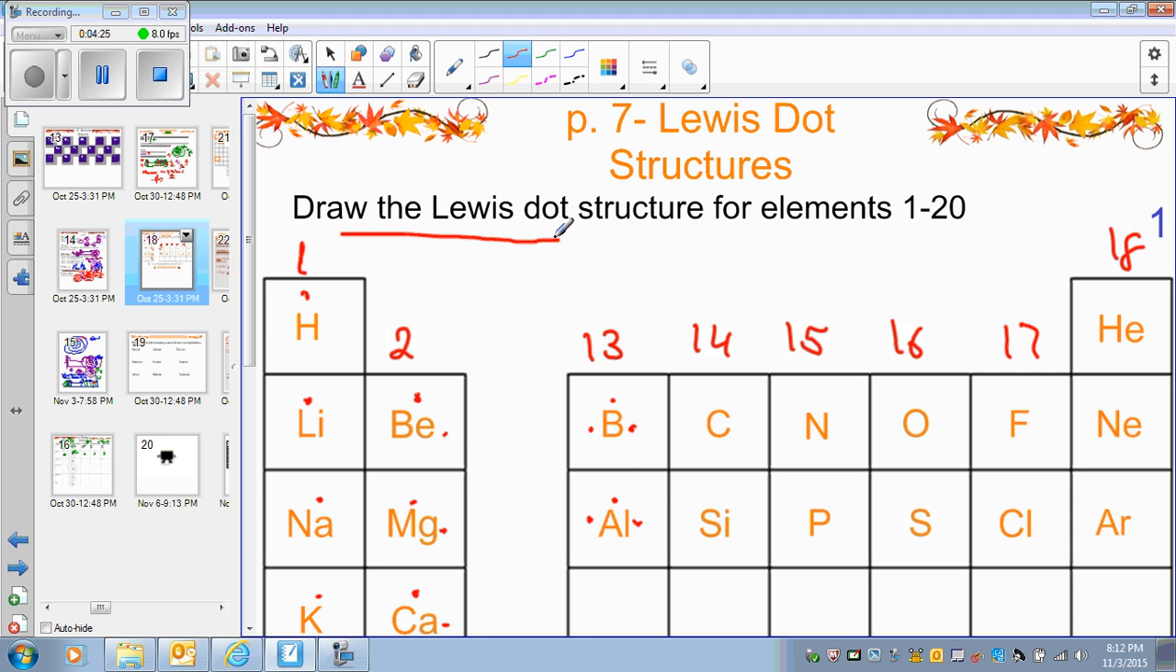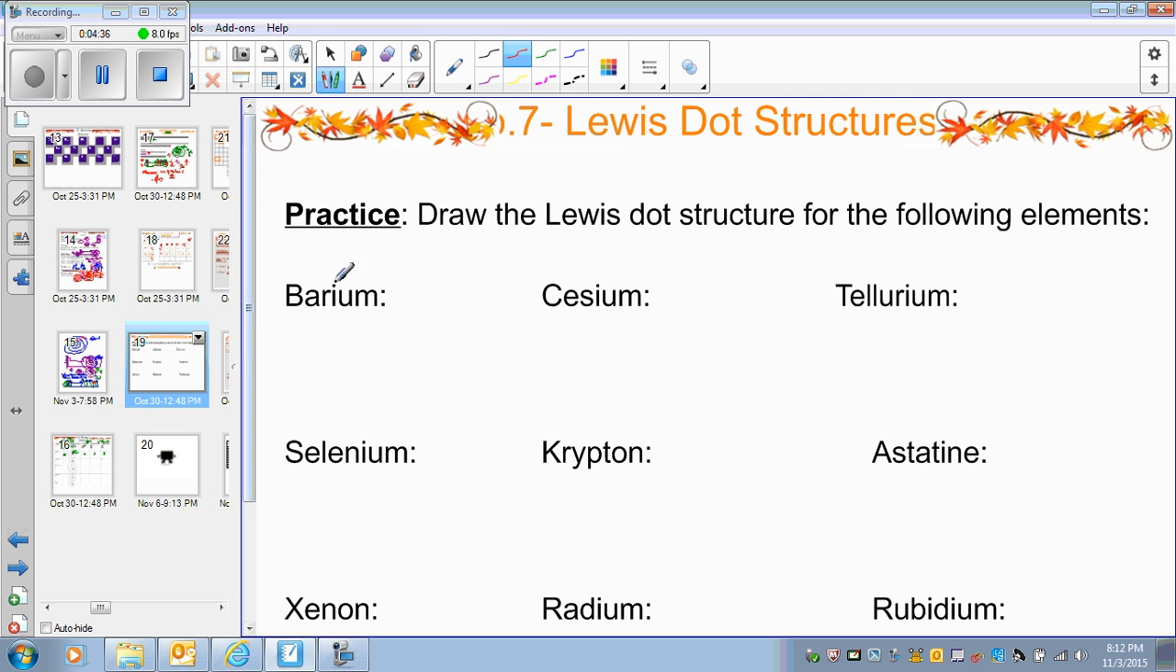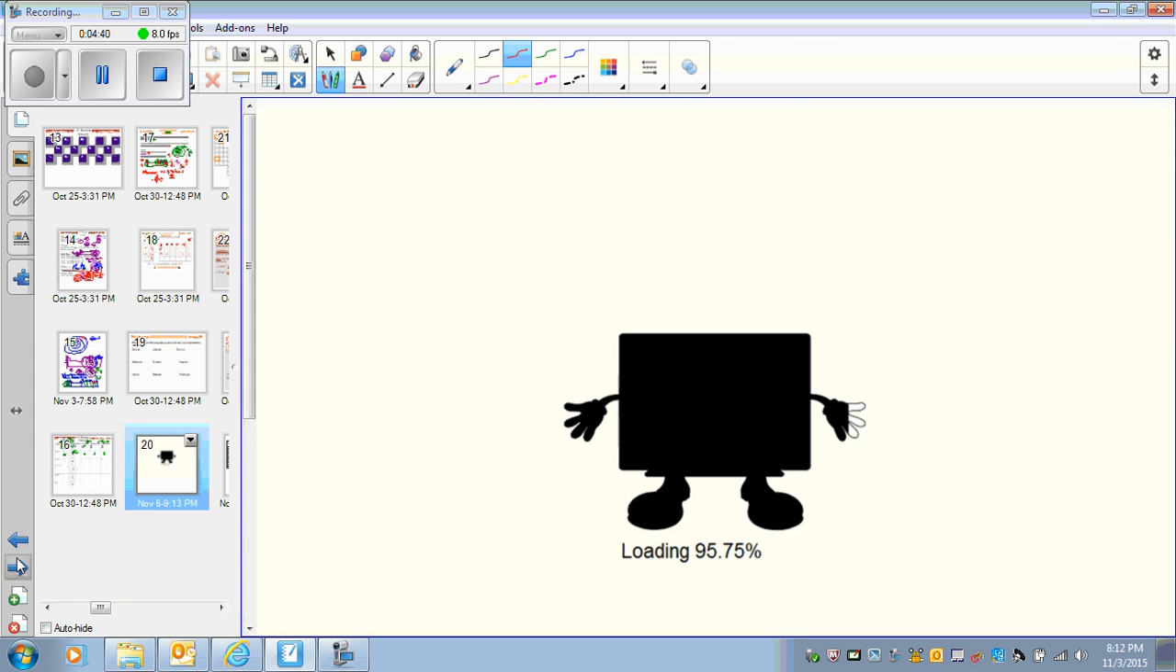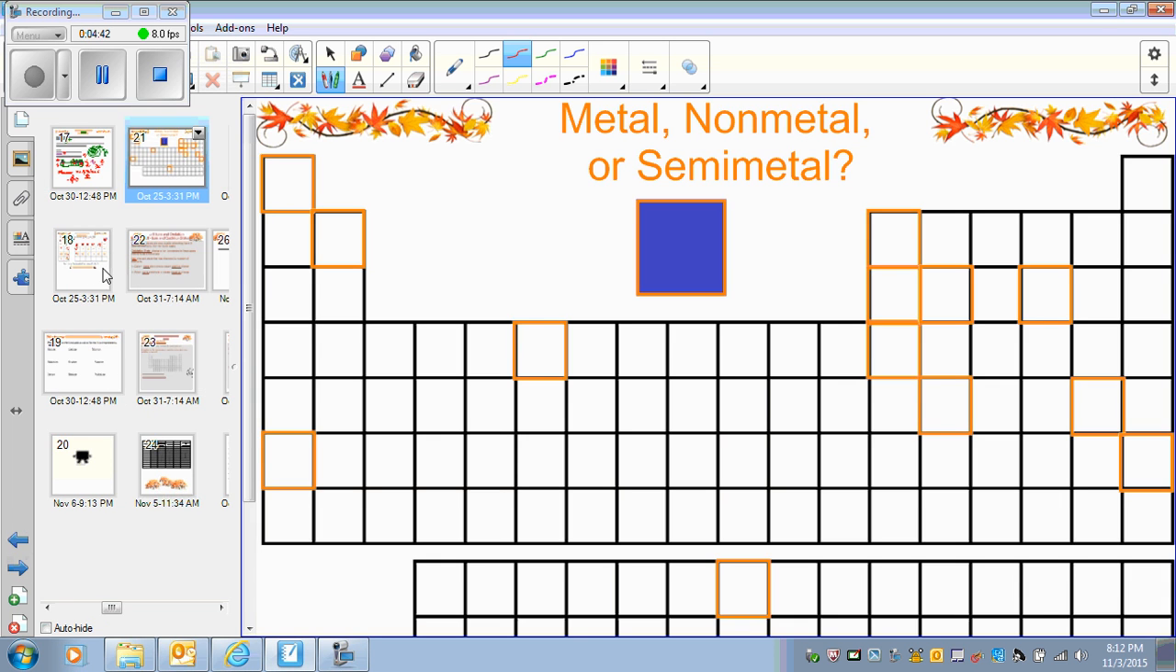Okay, so this is how you do the dot diagram for elements 1 through 20. You need to know how to do this and how to calculate it. That's about it for the dot diagram. So draw the dot diagram for all these elements as well, and I will check that in the class. All right, that's all for the dot diagram.